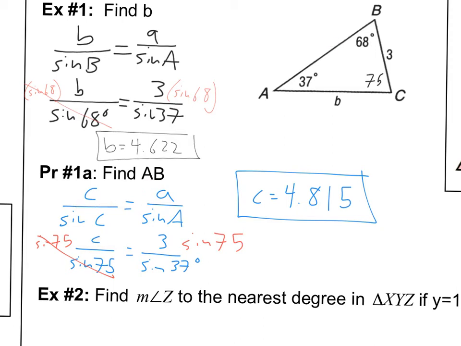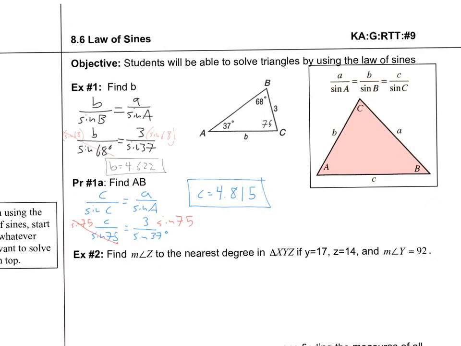C over sine 75 equals 3 over sine 37. I need to get the C by itself, so I just multiply both sides by sine 37. And then I just plug this in my calculator, and I get 4.815. Done. Pretty easy to do.